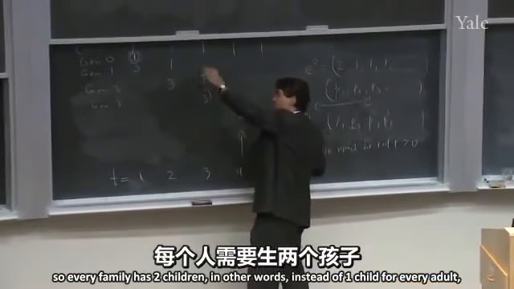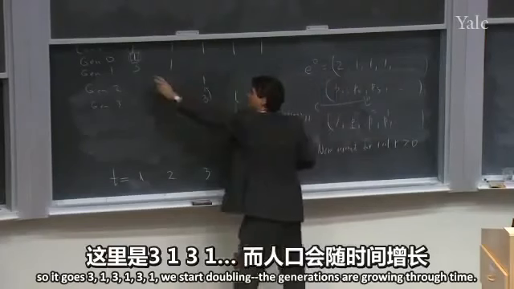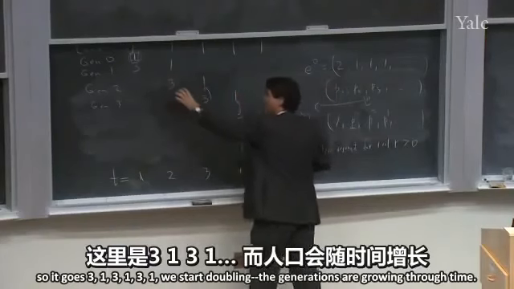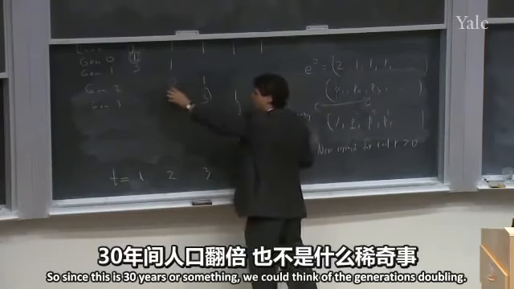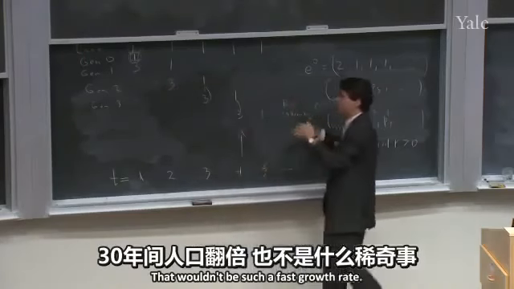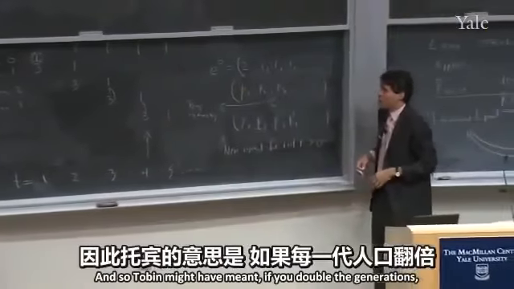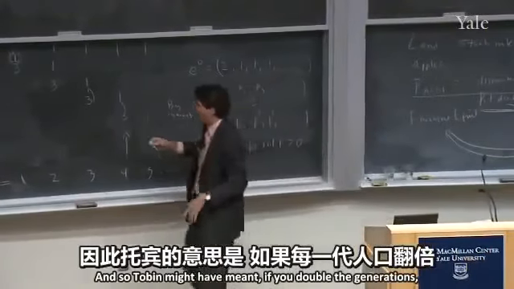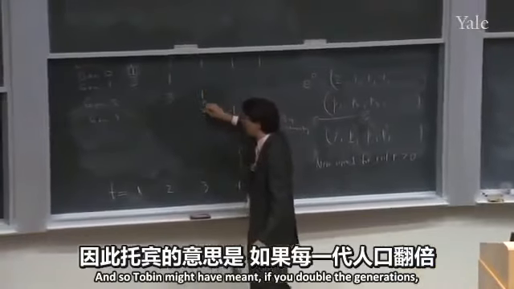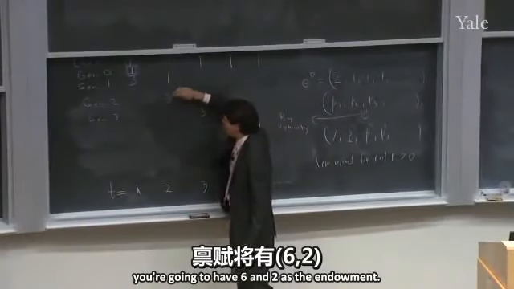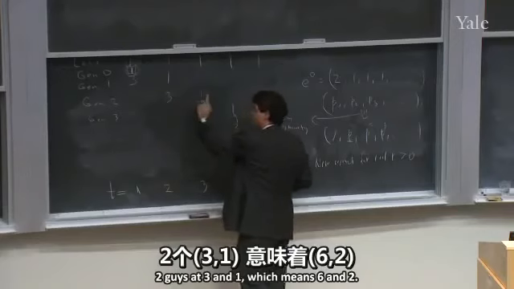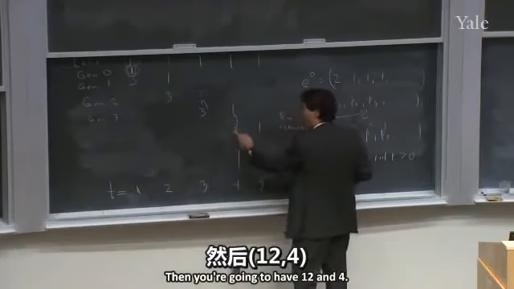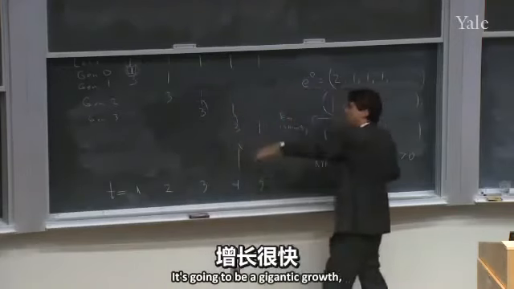In other words, instead of one child for every adult, so it goes 3, 1, 3, 1, 3, 1, we start doubling. The generations are growing through time. So since this is 30 years or something, we could think of the generations doubling. That wouldn't be such a fast growth rate. And so Tobin might have meant, if you double the generations, you're going to have 6 and 2 as the endowment. You know, 2 guys at 3 and 1, which means 6 and 2. Then you're going to have 12 and 4. It's going to be a gigantic growth.